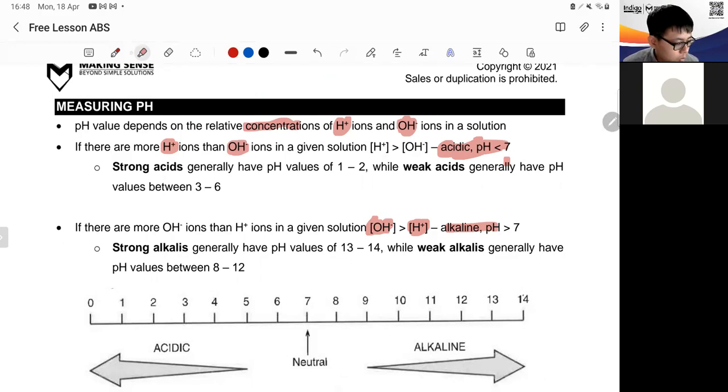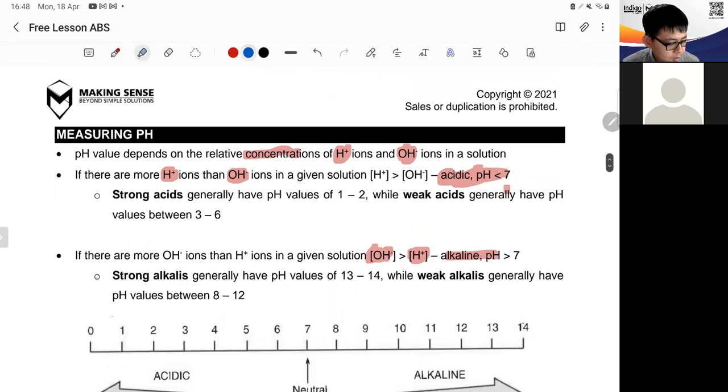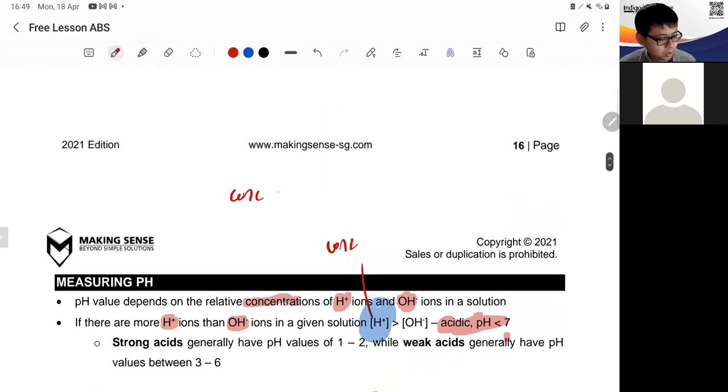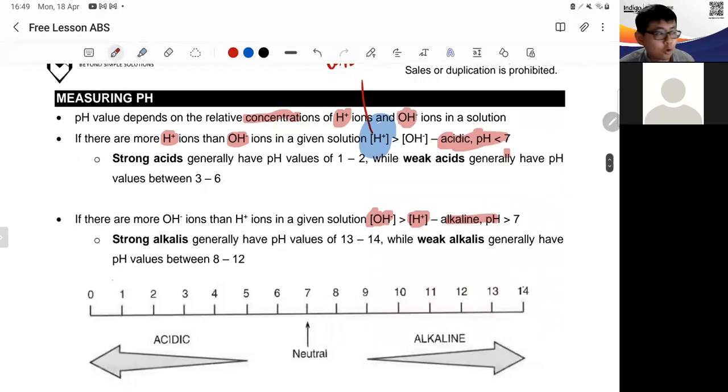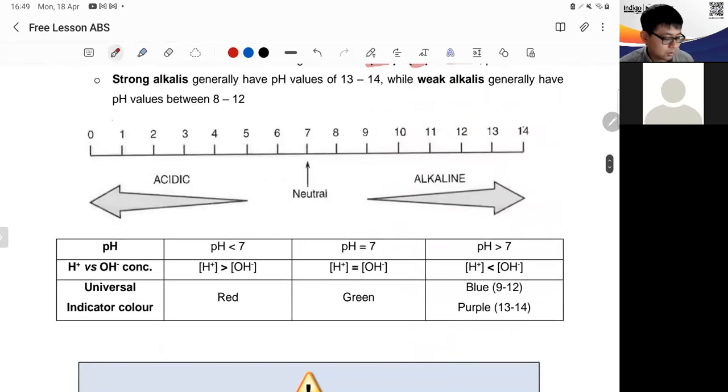So, but don't be concerned with this yet. This square bracket actually means concentration. So whenever you see square brackets, it refers to concentration. So instead of writing "concentration of H+", we can write it this way. But that's not for you guys, that's for us to make the notes more concise. Anyway, nothing much here.